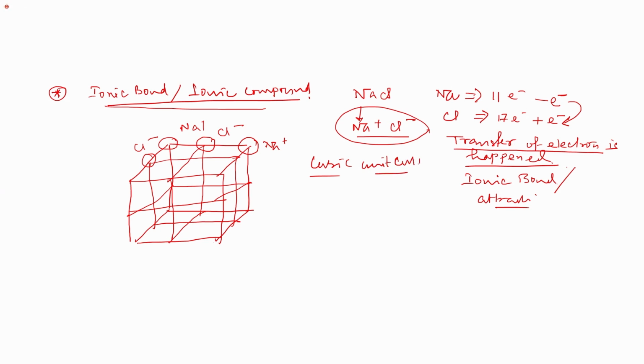So these are actually the examples where we can say that by the sharing of electrons they form the covalent bond, and by the transfer of electrons they form the ionic bond. So for the NaCl case, in this cubic unit cell, this is how they are arranged, and for the covalent case, the Cl2 molecule, I have shown here.